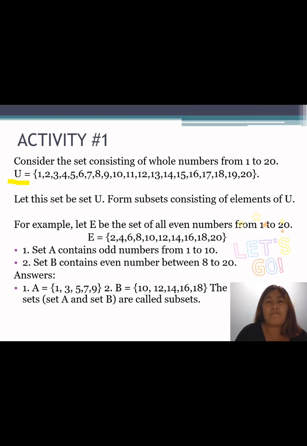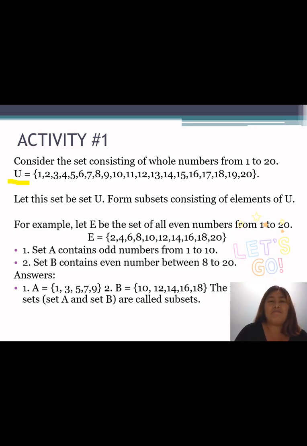So we need to stop. Why? Because our set consists of whole numbers from 1 to 20 only. So therefore, 21, 22, even though those are whole numbers, will not be included in our set because our set consists only of whole numbers from 1 to 20. Let this be our set U. Now, let us form subsets consisting of elements of U. So we will use the set U to form subsets.